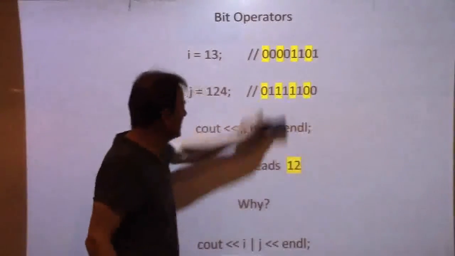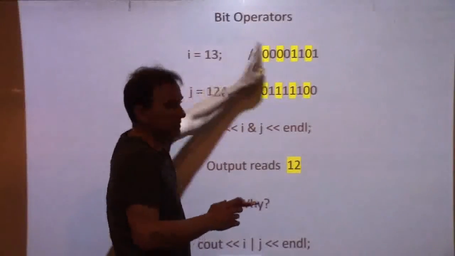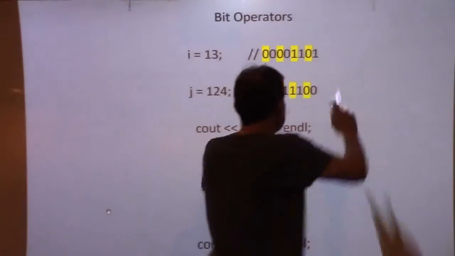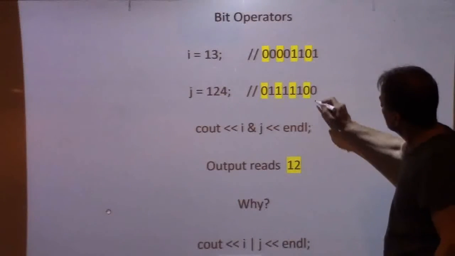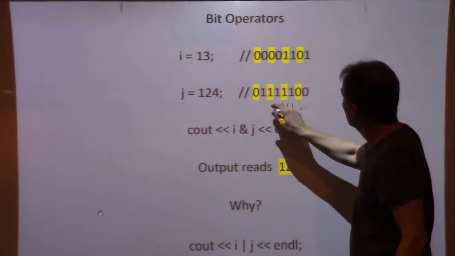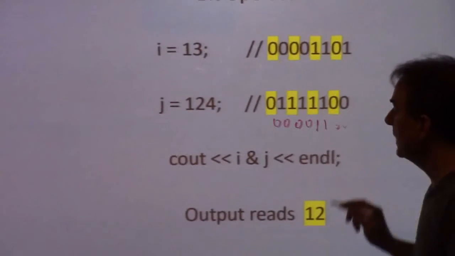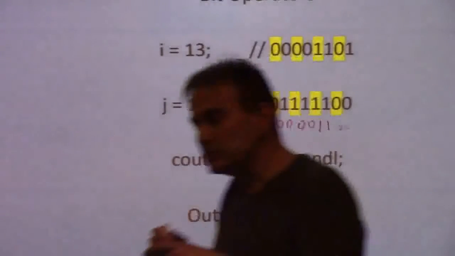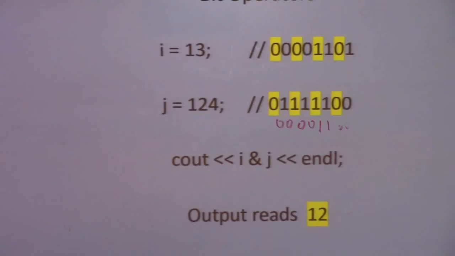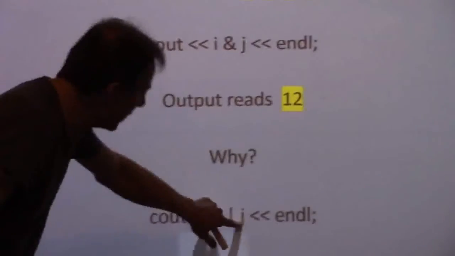So the bottom line, what's going to happen here? It's going to line i and j on top of each other. And it's going to say, if you see a 1 and a 1, that's a 1. A 1 and a 0, that's a 0. A 0 and a 0, 0. So 1, 1, 0, 0, 0, 0. 1, 2, 4, 8 makes 12. Output is 12. So what did we just do? We did a bit by bit AND. It's called a bitwise AND. Everybody understand? Okay, if you understand that, then tell me what's going to print out when I do cout i bitwise OR j.